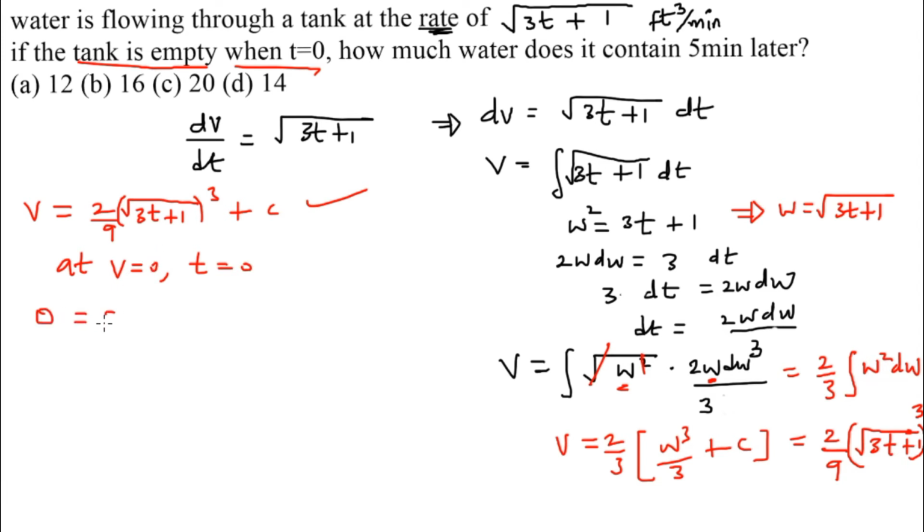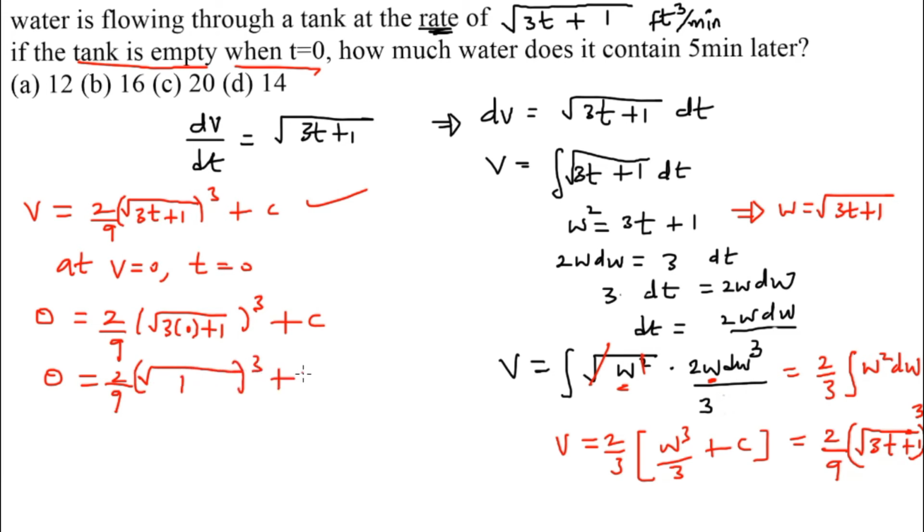V equals 0, 2 over 9, then I have the root of 3 times 0 plus 1 cubed plus c, which means that 0 is equal to 2 over 9, then the root of 3 times 0 is 0, that's the root of 1 raised to power 3 over 9, and of course that will be 0 equals 2 over 9 plus c. That means if I take 2 over 9 to the other side of the equation, c will be equal to 0 minus 2 over 9, which is equal to negative 2 over 9.